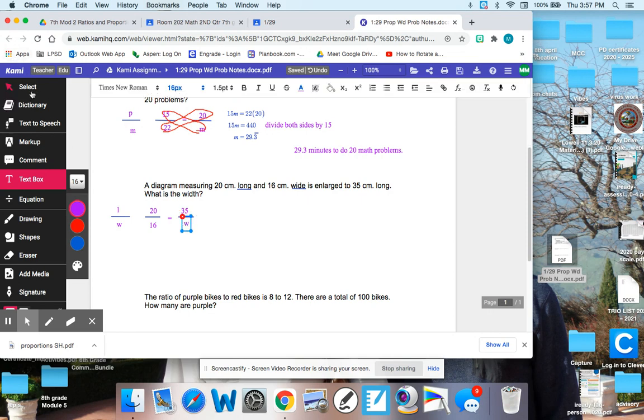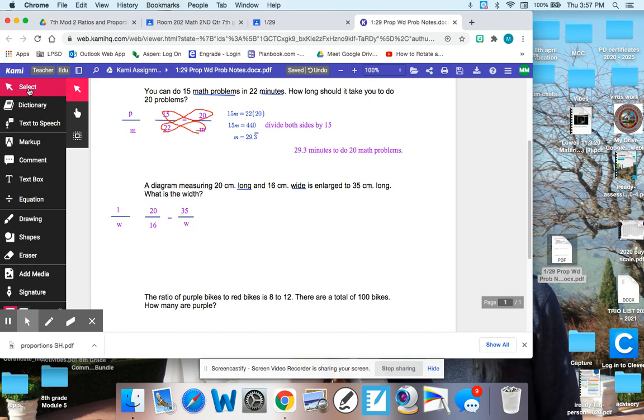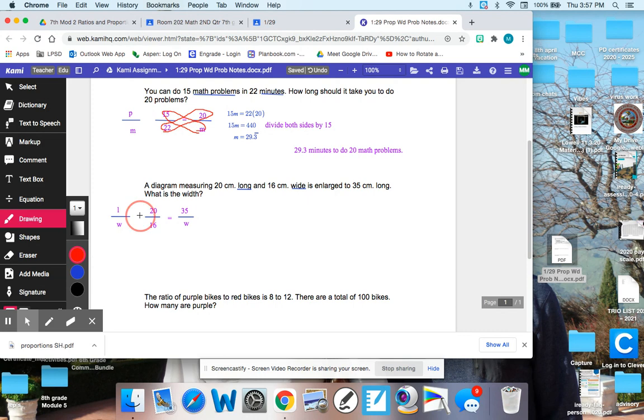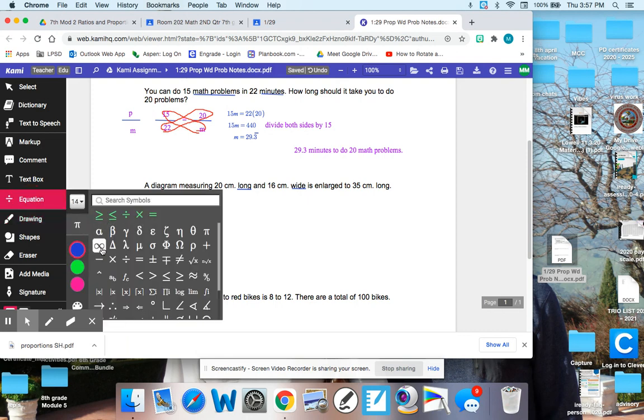Now, there are many different ways that we've learned to solve a proportion. Now here, I can't go from 20 to 35 because that's not going to give me a whole number, but I can simplify 20 over 16. So if I was to simplify 20 over 16, what would I get? What would I need to divide by?